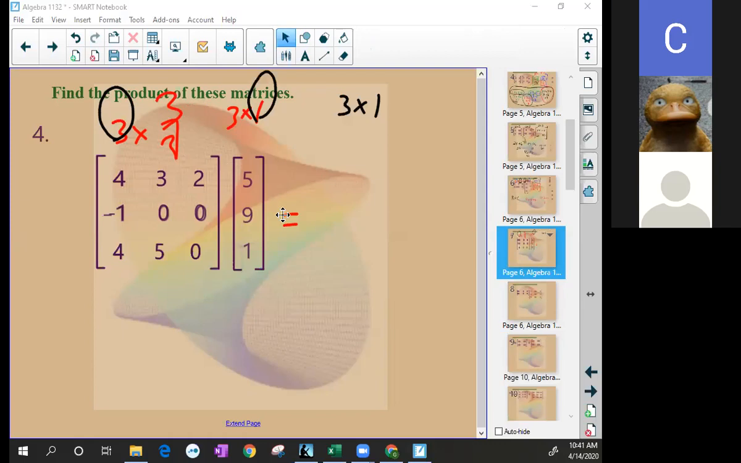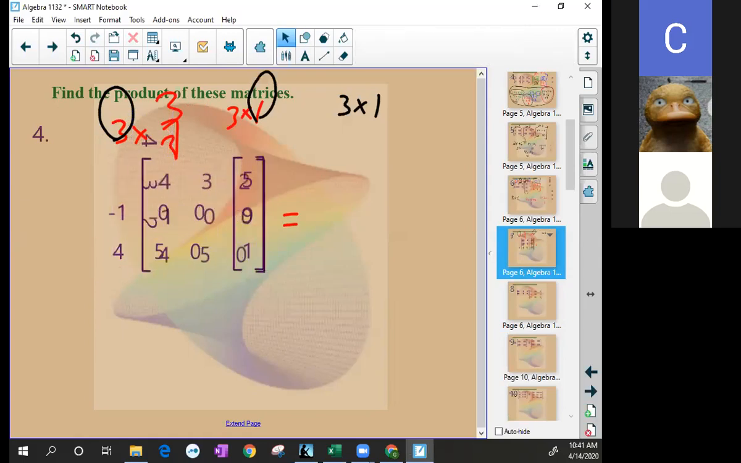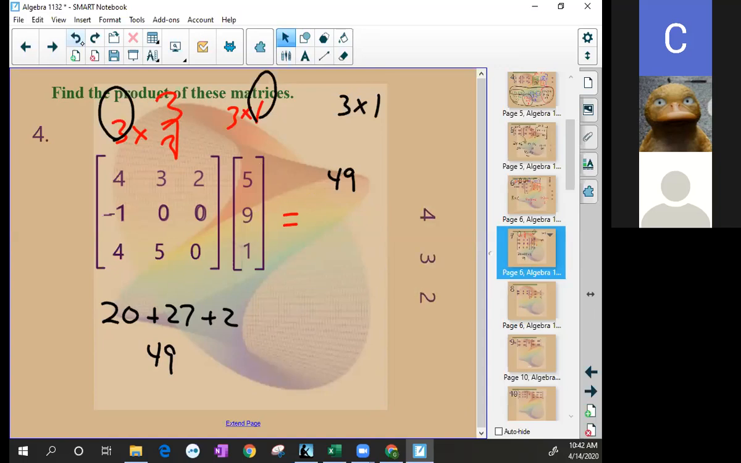So here we go. Like I said, in my mind's eye, I'm going to grab that first row. I'm going to flip it up. Whoa, that wasn't what I wanted to do. I'm going to put it right there beside it. So I've got 20 plus 27 plus 2, which makes 49. And there's no more columns to multiply by, so I'm done with that.